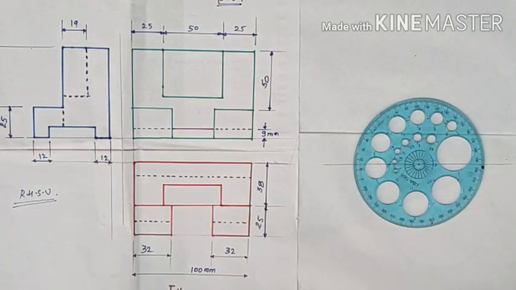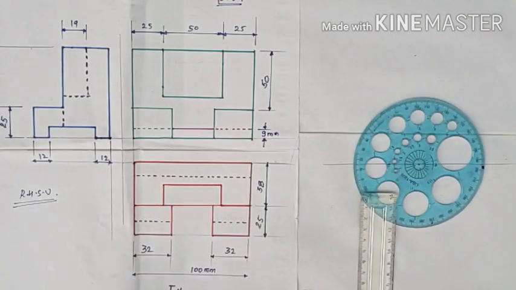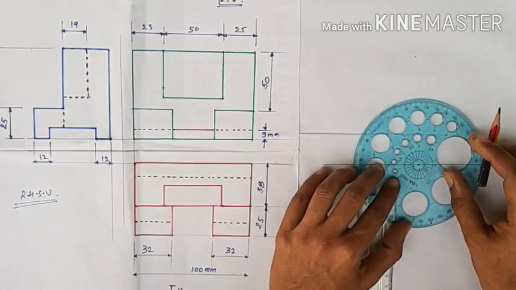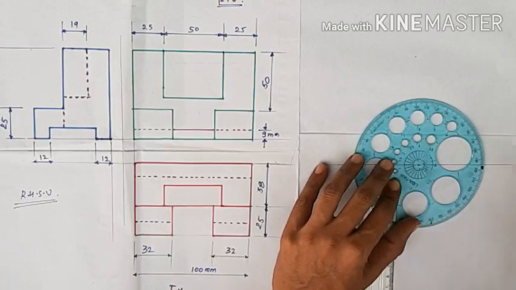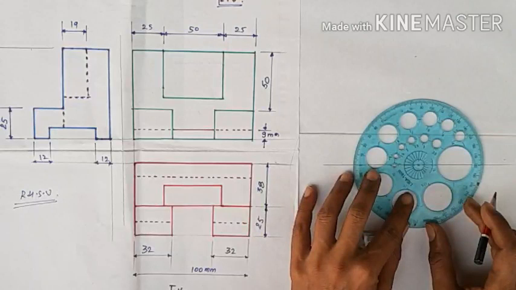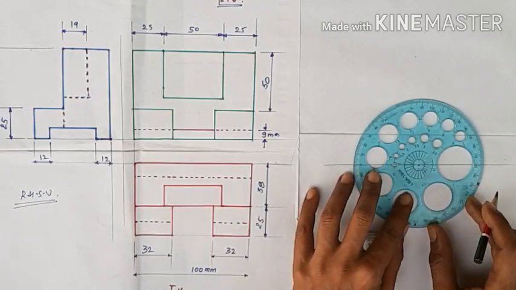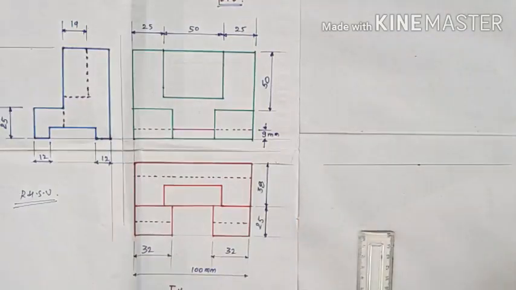We use a pencil. Now let's start. First we mark the 30 degree angle from both ends. Sorry, one second. This is the correct angle. So this is 30 degree, and again this is a 30 degree angle.